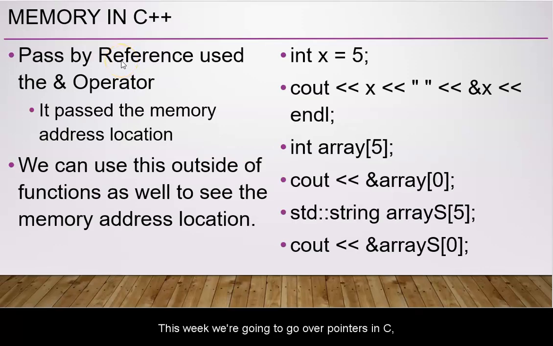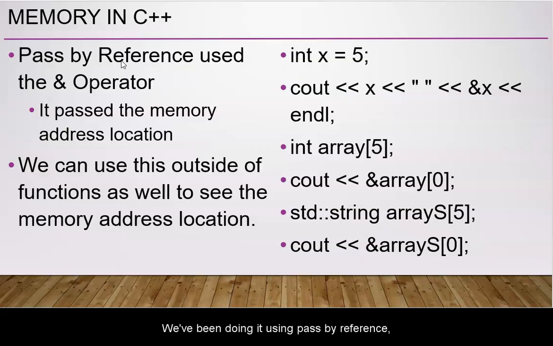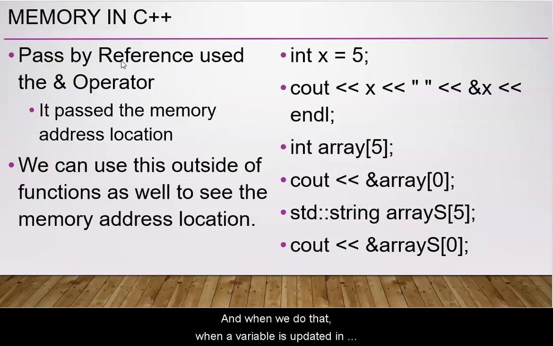This week we're going to go over pointers in C++, but before we get there, I want to talk about memory locations in C++. We've already been using memory locations. We've been doing it using pass by reference. If you remember right, we add the ampersand symbol, and when a variable is updated in a function, it doesn't just change on that function level, but it actually gets changed back at the original location of the variable.